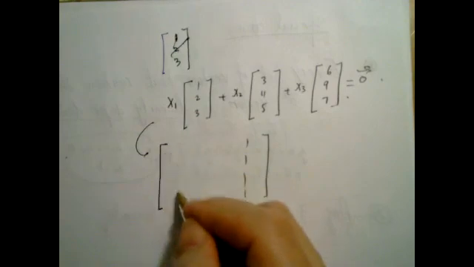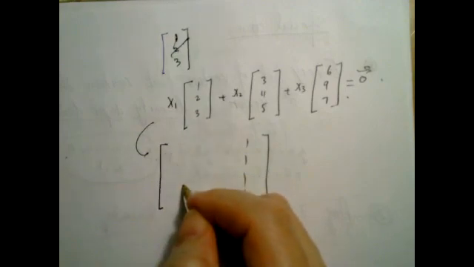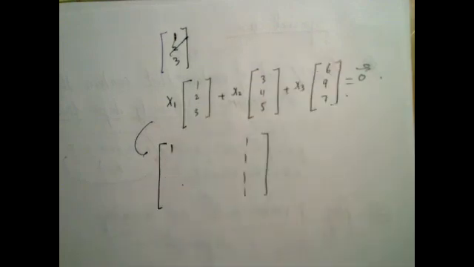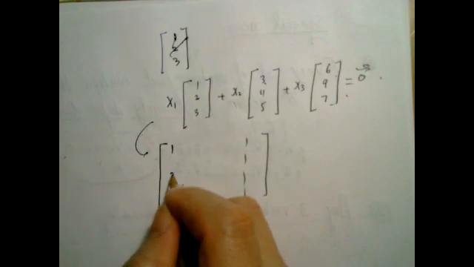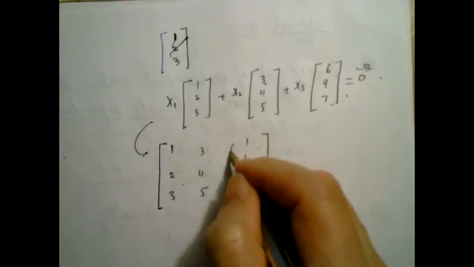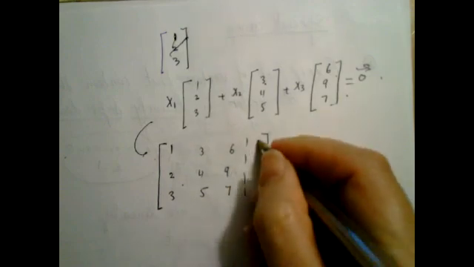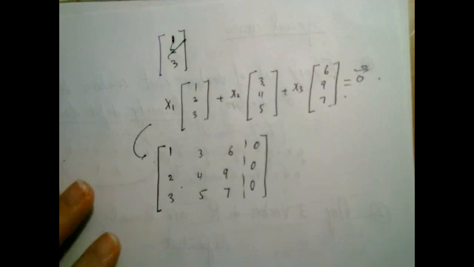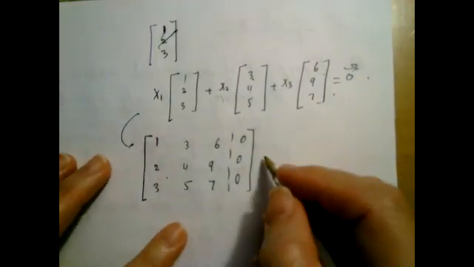You know how I go to the augmented matrix, right? Basically, I'm reading off X1 plus 3, X2 plus 6, X3. So I'm going to get 1, 2, 3 here, 3, 4, 5, and 6, 9, 7, and a bunch of zeros. Then I have to go to the echelon form to see whether there are non-zero solutions.